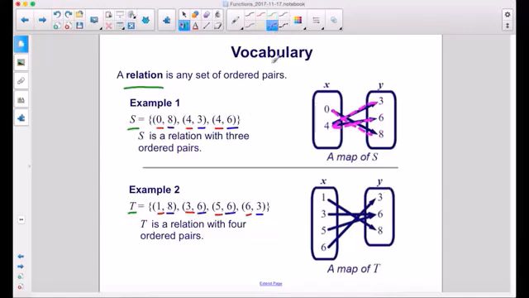And then we also have them mapped. So an X value of 1 maps to a Y value of 8. 1 goes to 8. 3 goes to 6. 5 also goes to 6. So X value of 5 points at a Y value of 6. And X value of 6 maps to a Y value of 3. So these maps will help you visualize what you see when you see one of these sets.